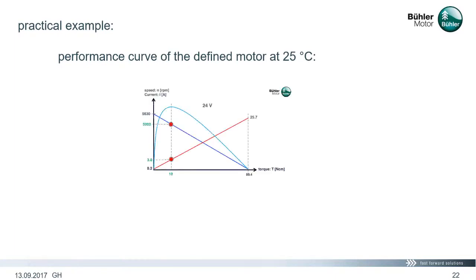Like in the previous sessions, again a practical example will explain the situation more concretely. We remember the performance curve of the defined motor at 25 degrees C as evaluated in session 1. The load point was T sub L 10 Newton centimeters, N sub L 5000 RPM and I sub L 3 amps.